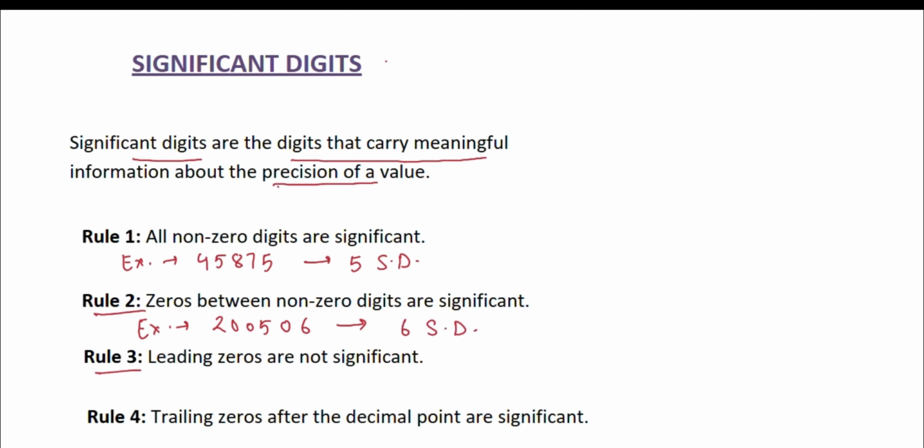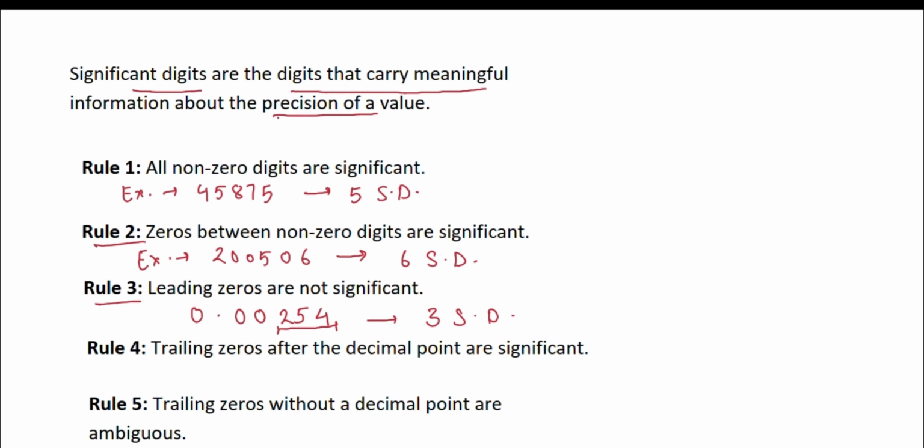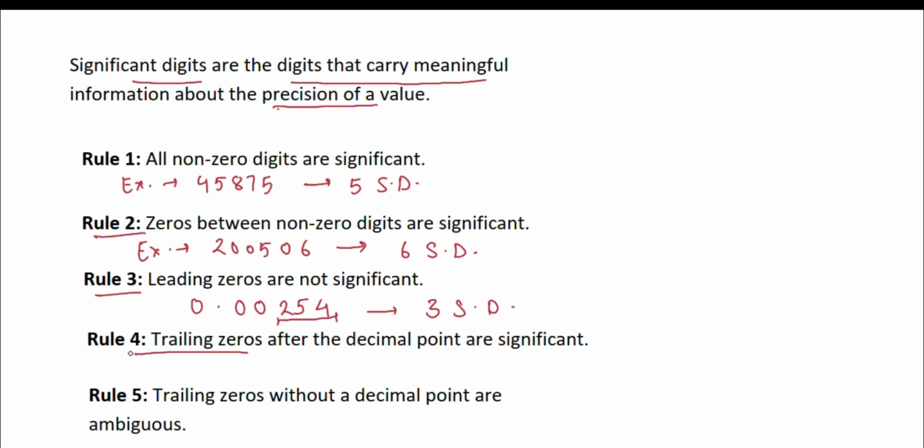Rule three says the leading zeros are not significant. If there are leading zeros, as in this example, if I write 0.00254, only three significant digits are there. Now comes rule 4, which says if there are trailing zeros after the decimal point, they all are significant. That means if I write 3.4500, that contains five significant digits.